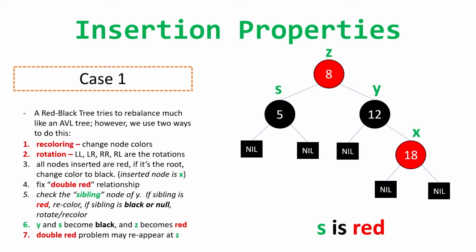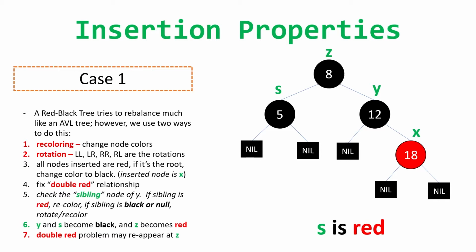And again, property number 1 of a red-black tree: the root is always black. So we have to change that to black. Okay. And in this case, we are done. However, if there's a larger tree, the double red problem may reappear at node Z, and we just have to redo the process. That's all we have to do. So for case number 1, this is it.